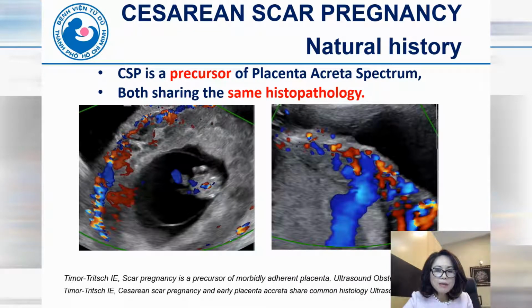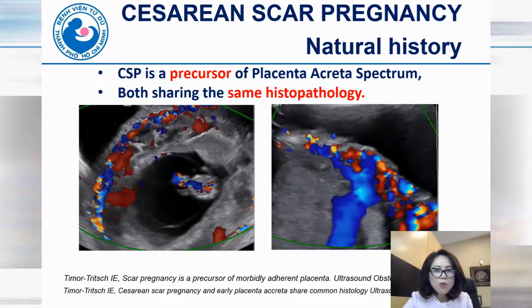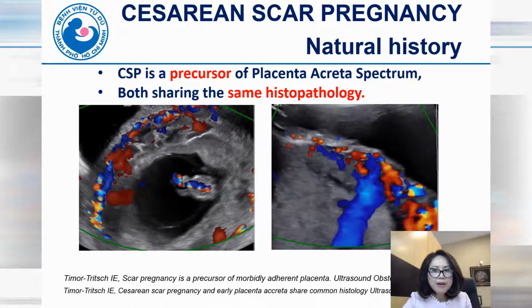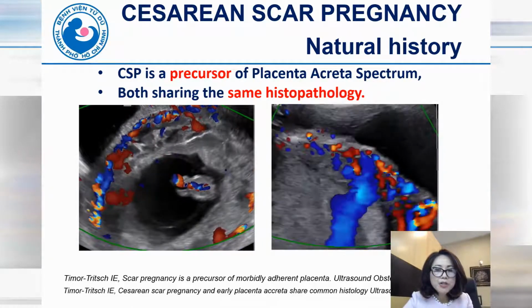We know that cesarean scar pregnancy is a precursor of placenta accreta spectrum, both sharing the same histopathology. And on ultrasound, we can see they are very similar, with lacunae, thin myometrium, and high vascularity at the uterine-bladder interface.